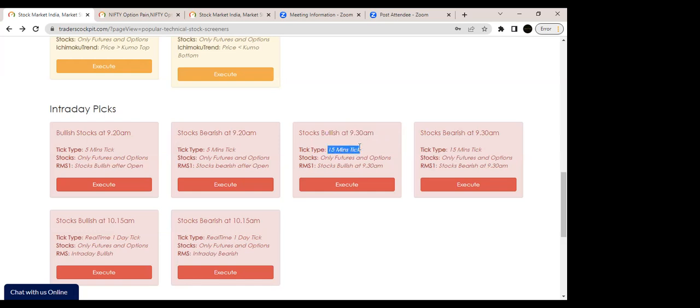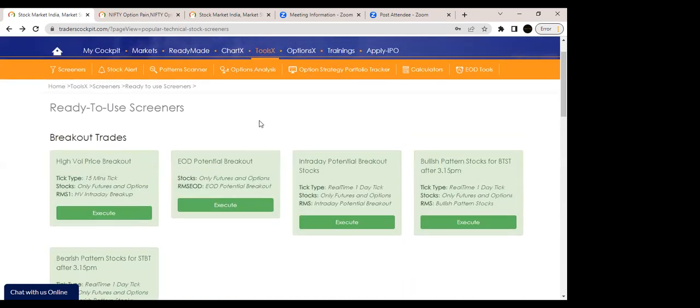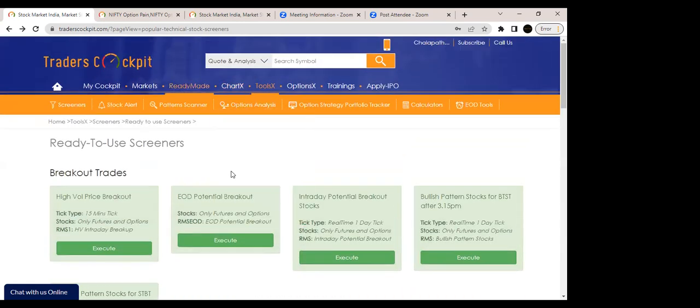Stocks at bullish 9:30. This will help you at the 15 minutes candlestick time frame. It runs on a 15 minutes candlestick time frame. You can identify potential stocks for trading. And if you go with the bullish at 10:15, it works on a real-time day candle. When you run this, the market is completely settled at that time. You will get to identify potential stocks for trading. So this is how the ready-made scanners will help you take trading decisions.